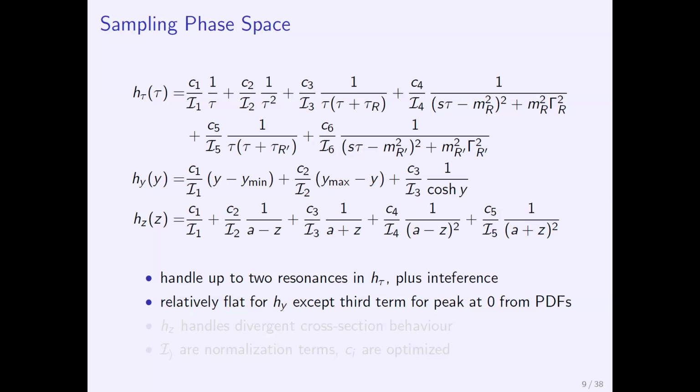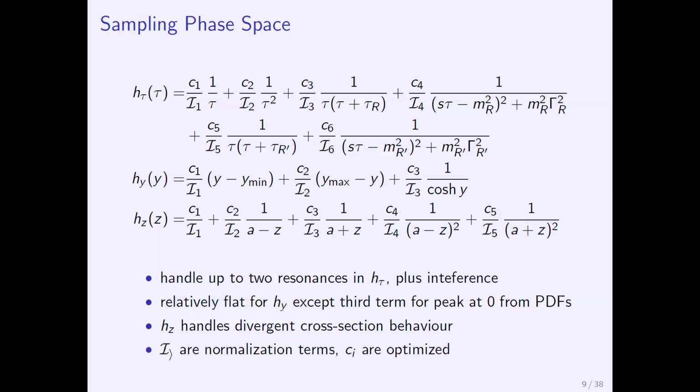And this comes from the peak at 0 from the PDFs, right? So this one handles the PDFs here. This one here handles the resonance behavior for the S channel. And then finally, the HZ, this handles the divergent cross-section behavior here, where you might need to have some sort of cutoff here. And you can see that enters here in terms of these terms of Z here. Okay, and then as I said, these are these normalization terms, and these CI are these constants that can be optimized for whatever this is.